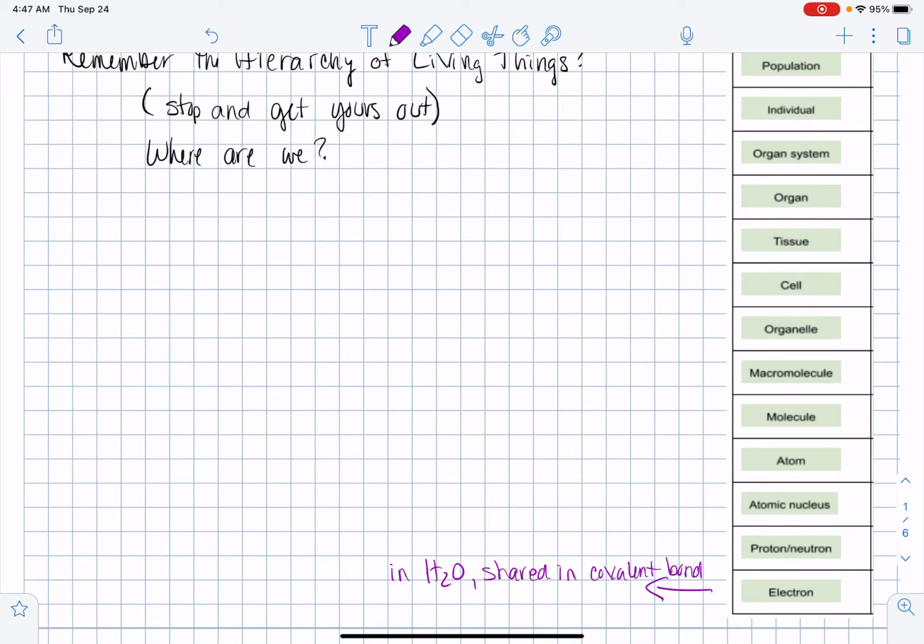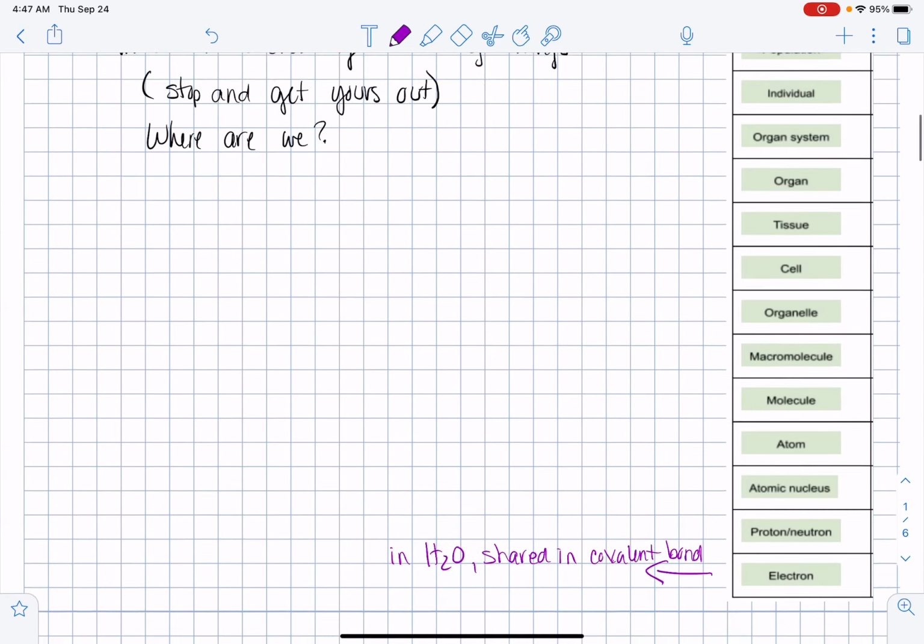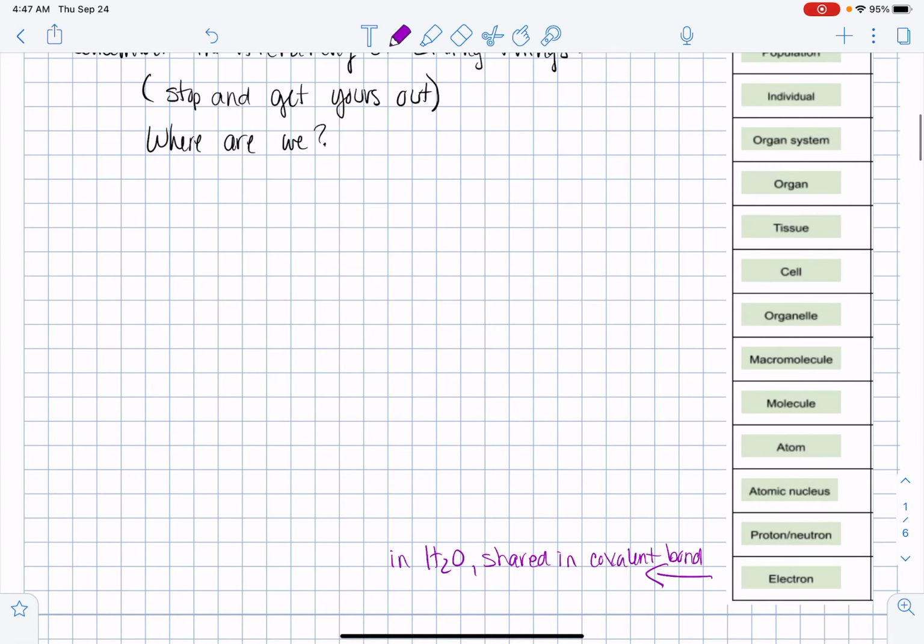The bond holding hydrogen to oxygen in water is a covalent bond, and they are what causes polarity as they distribute around the water molecule, and hydrogen bonds that gave water many of its properties.